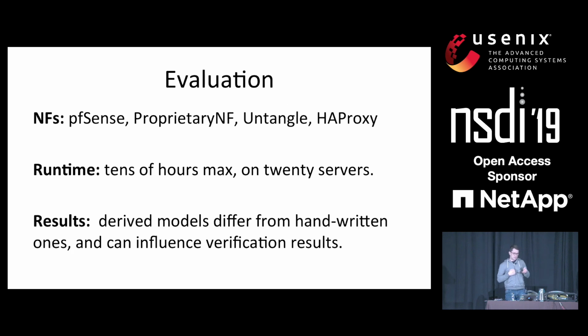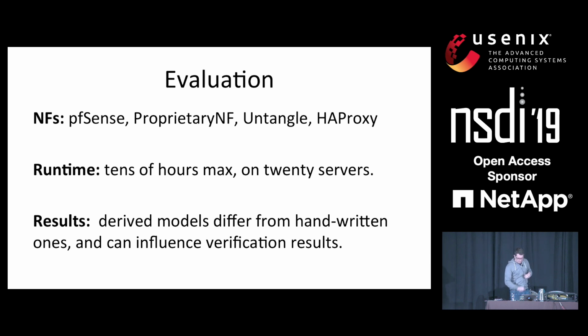So for the evaluation, they looked at a bunch of network functions, and these are the ones they looked at. The worst-case runtime is tens of hours, but they say you do it only once, and then you can reuse the model as many times as you want. And basically they show that when you handwrite a model, your mental model of what the box is doing is actually wrong, and what the real implementations do differs from this handcrafted model in very subtle ways. And these differences will result in wrong outcomes for network verification. So basically, this is a strong argument for the paper.